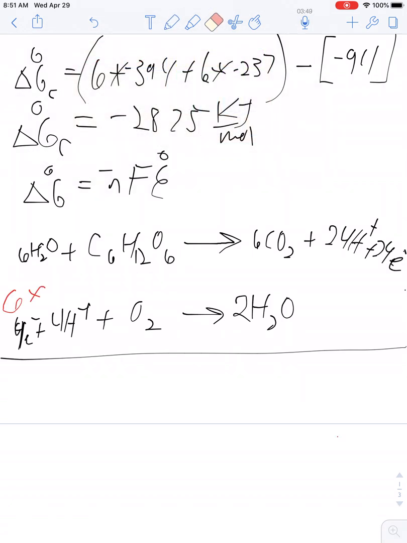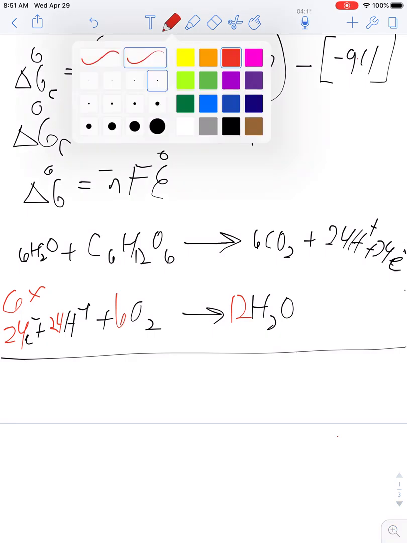So this becomes 24, 24, 6, and 12. Okay? So the electrons that are being transferred is 24 electrons.